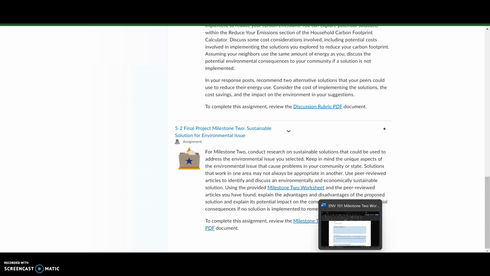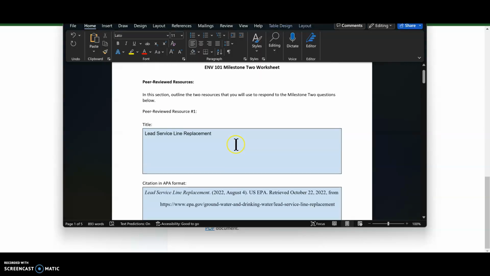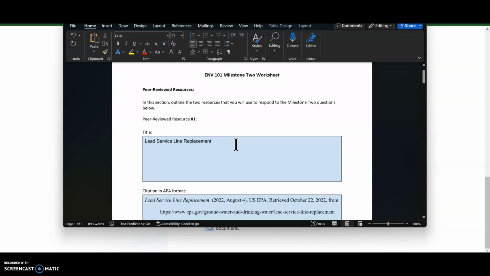Now, I have given you an example here. This will not show up in your worksheet because this is my instructor example. So I went ahead and found an article, and I'm just working off of a topic that I gave as an example the last time I taught this class, and it was about how lead-lined pipes are causing a water quality issue in Michigan.